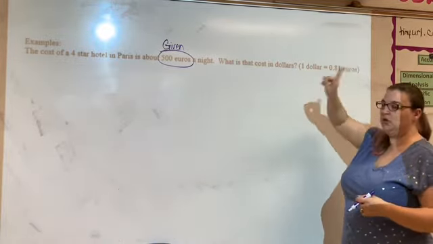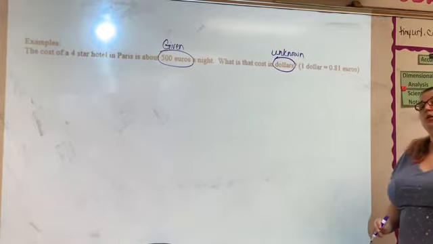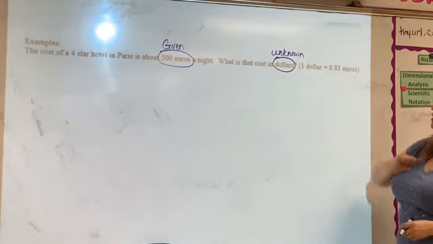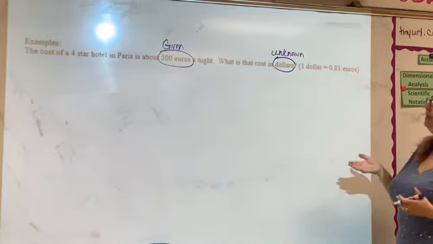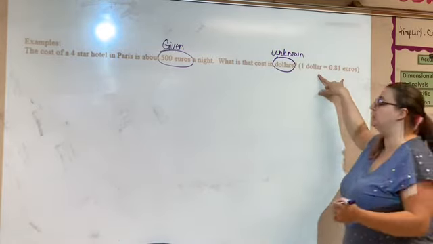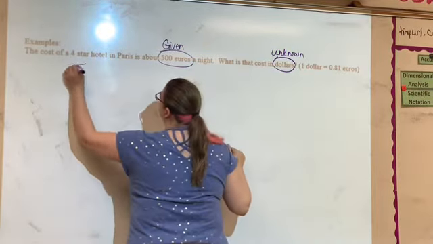Okay? Step 3 is an equality or multiple equalities that relate the given unit and the unknown unit. So we need an equality that relates euros and dollars. They've very nicely given us that $1 is equal to 0.81 euros. So we're going to write that equality down.